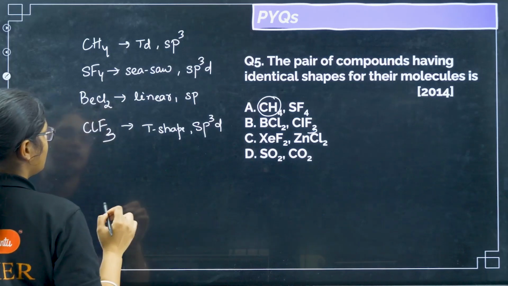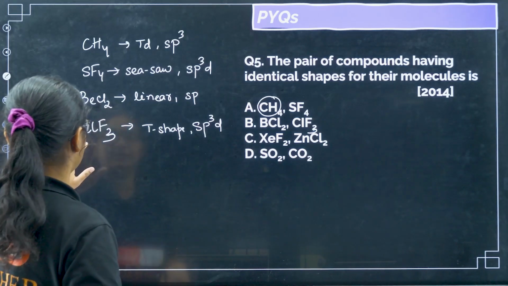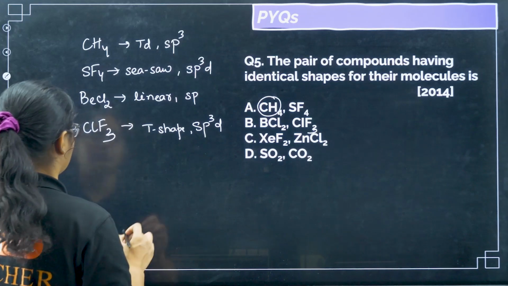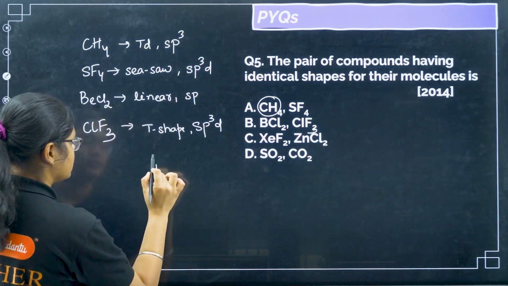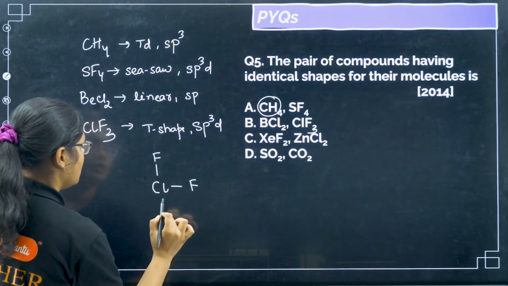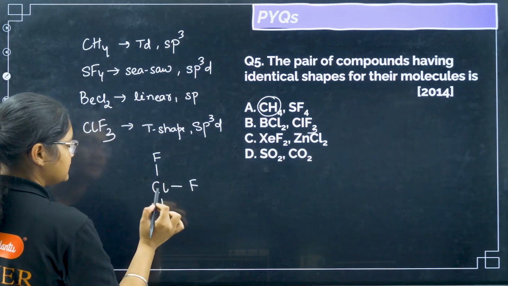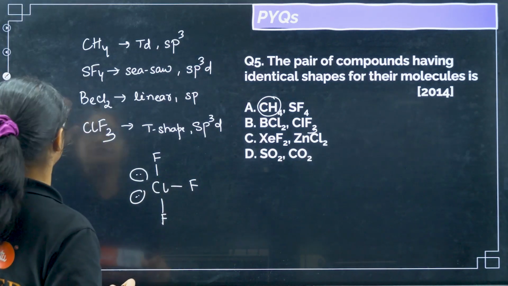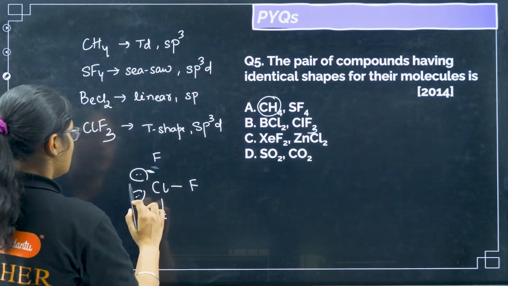Okay, yes. So there are actually 7 electrons, 3 are used. Chlorine has 7 electrons, right? So out of 7, 3 are used, now 4 are left. Yes, this is a T-shaped molecule and the hybridization is sp3d.